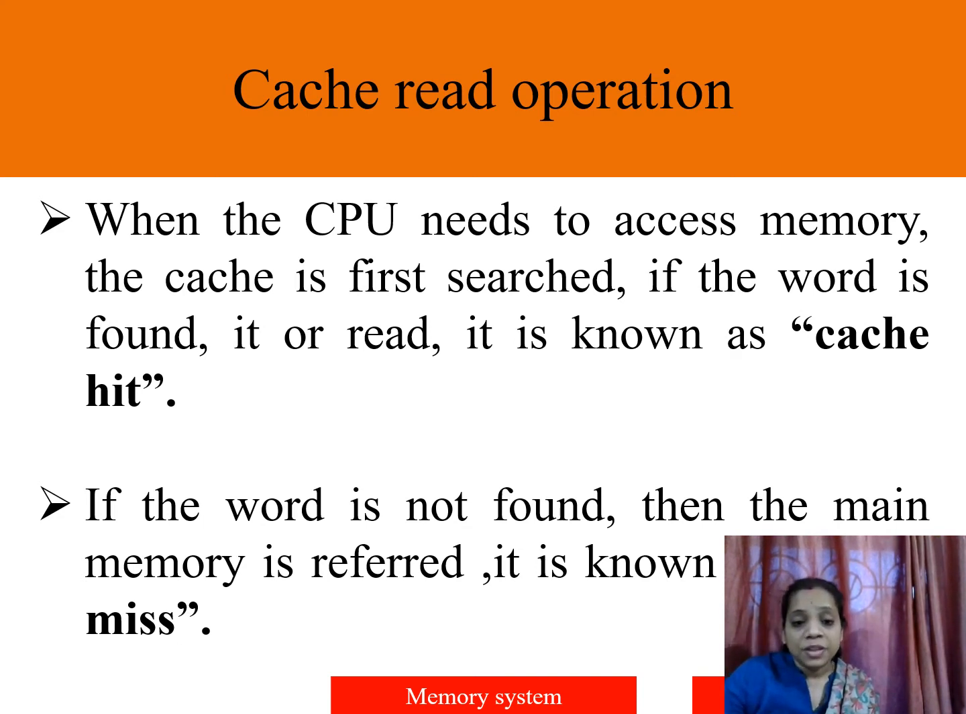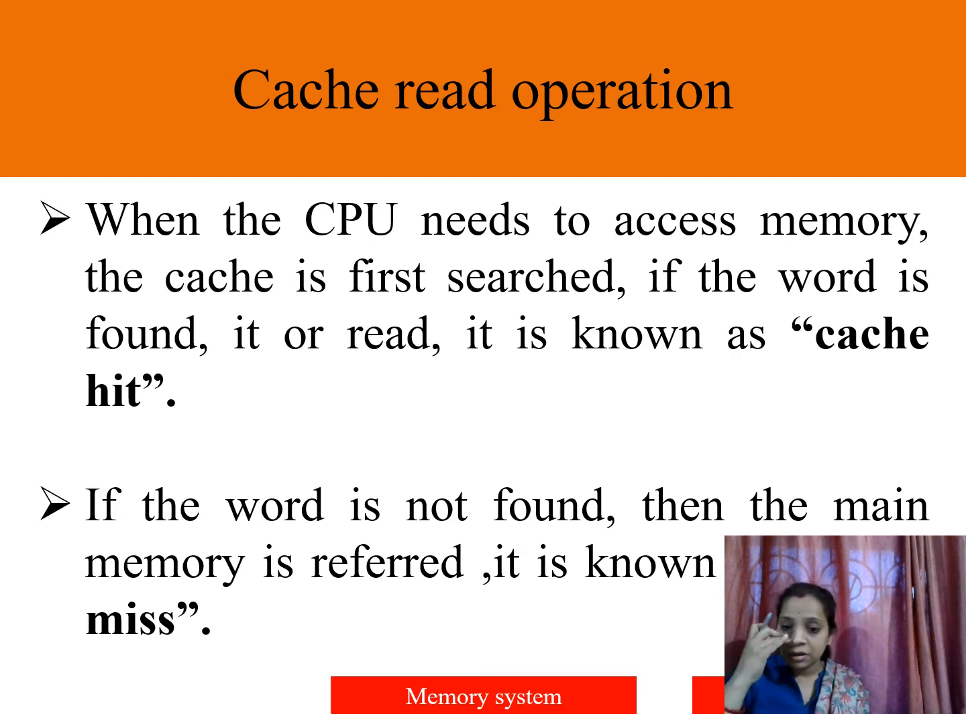That means there is another probability: the word may be found, or may not be found. Why so? Because we are placing the frequently used programs or data in the cache memory, so the question is whether the word is found or not. If the word is found, or it is read, then it is known as a cache hit.